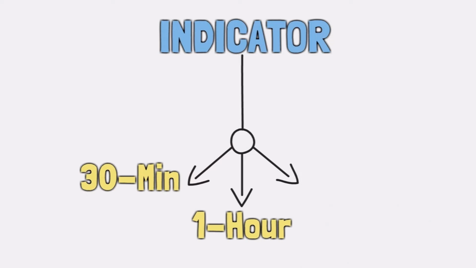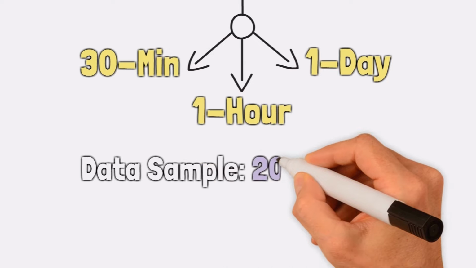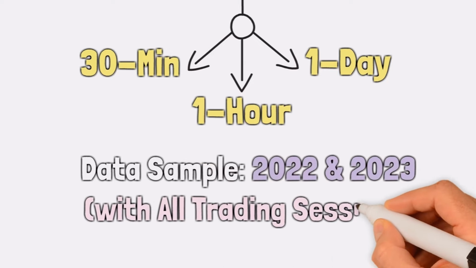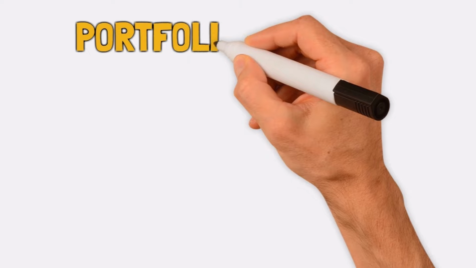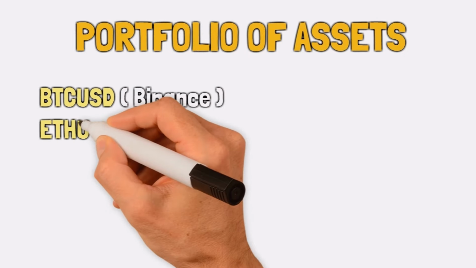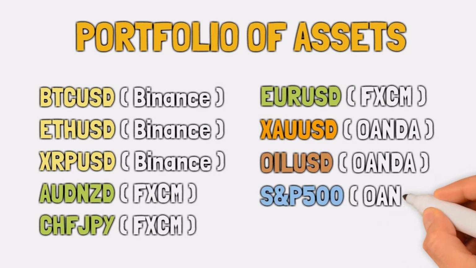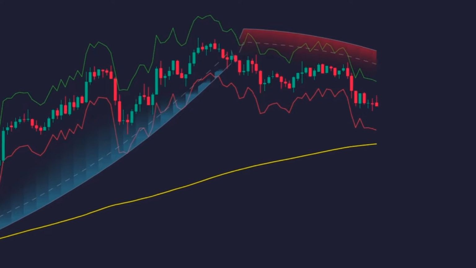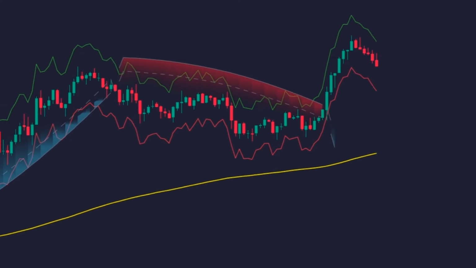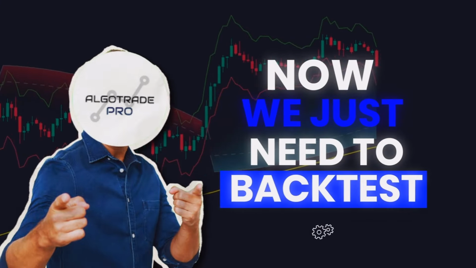time frames using data from 2022 and 2023 across a diverse asset portfolio: Bitcoin, Ethereum, XRP, 3 currency pairs, gold, oil, the S&P 500 index and the Apple stock. And in short, these are our conditions. Now we just need to backtest this system.